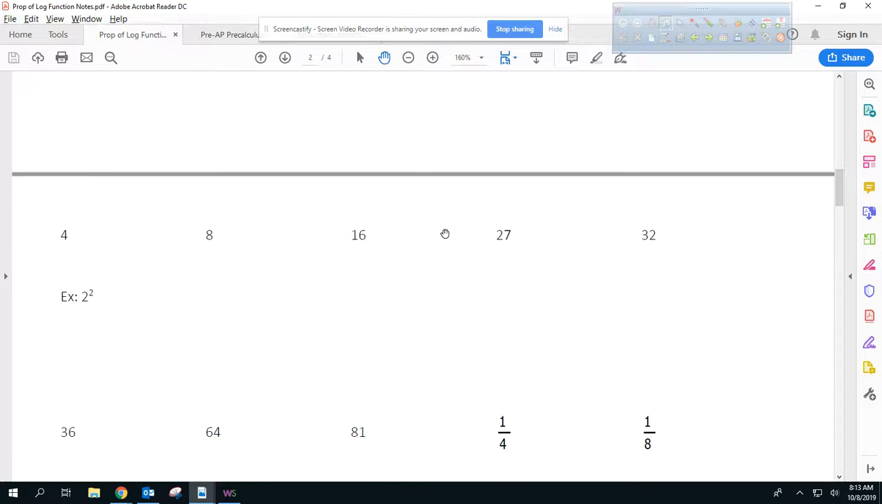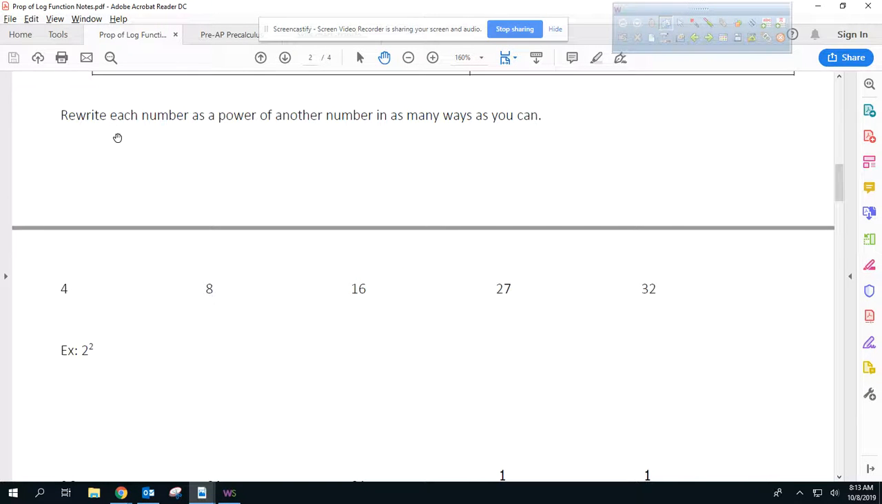Okay. All right. So what we're going to do down here is rewrite all these numbers. And you're going to try to rewrite all of these in terms of powers. For example, 4 is 2 squared. Write them all out in bases of 2's or other numbers as best you can.